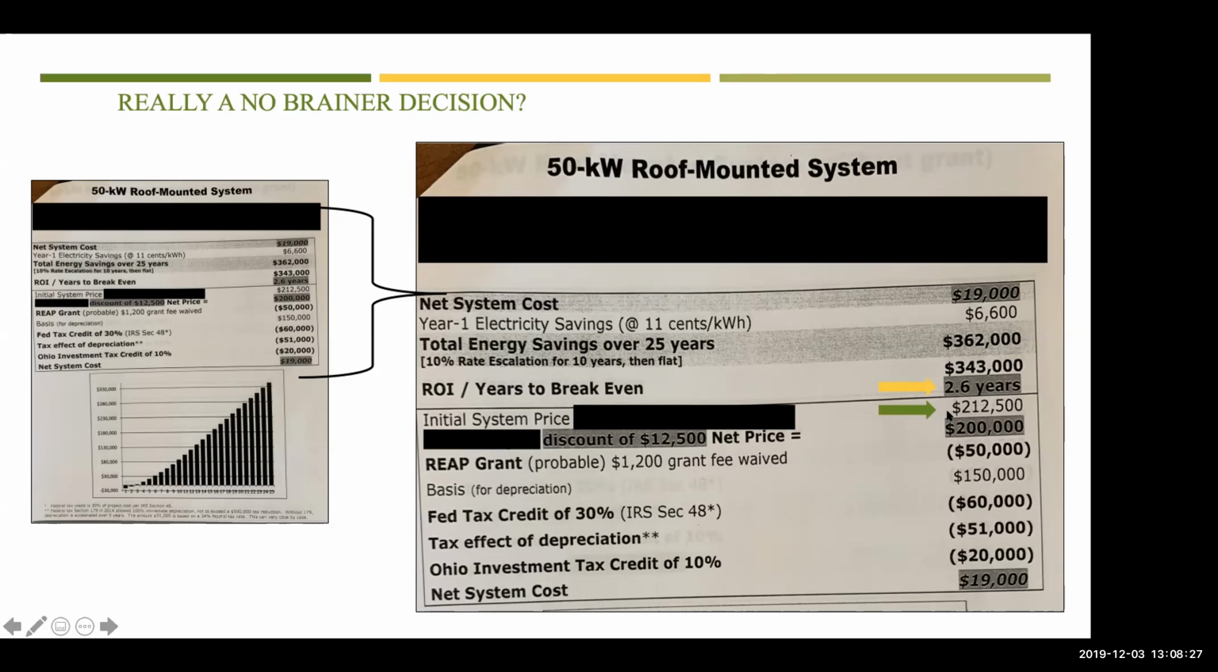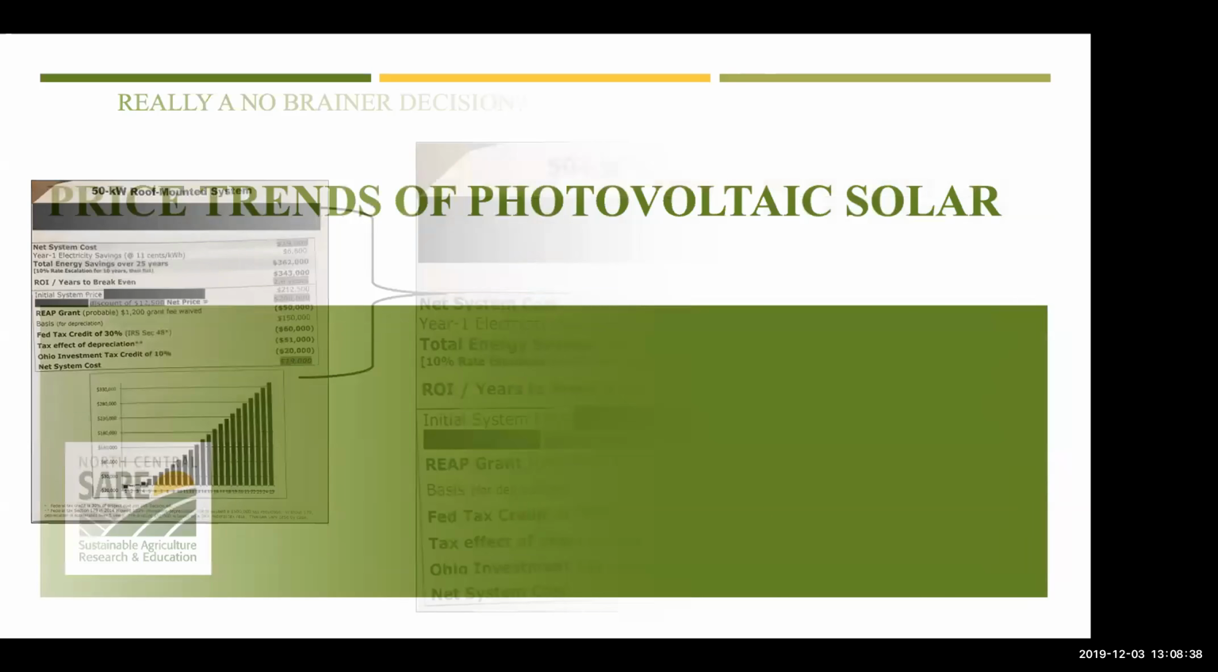50 kilowatt system, is that a good price? And what are we paying for? And that's what I'm hoping to help with here in the next few slides, is helping you to understand what is a good price for solar and what exactly are you paying for.